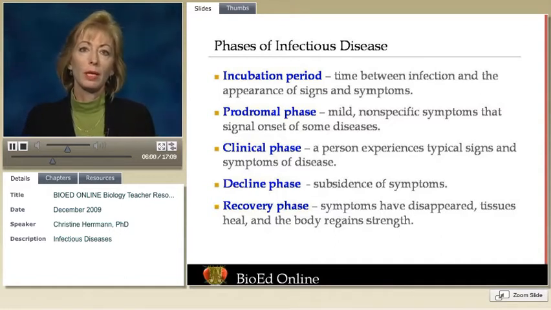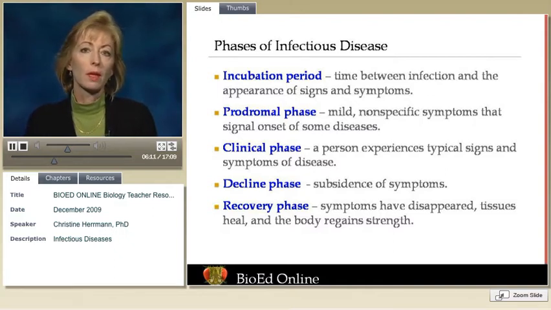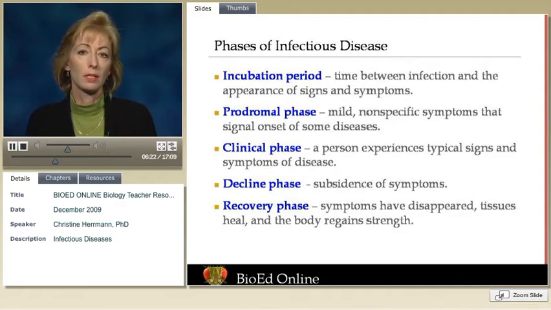The time between when a person first becomes infected with an agent and the appearance of signs and symptoms is known as the incubation period. During this period of time, which varies between different agents, a person will be unaware that they are infected, but they may already be contagious. In the next phase, called the prodromal phase, a patient will experience mild, nonspecific symptoms that signal onset of some diseases. It is during the clinical phase that a person experiences the typical signs and symptoms of disease.